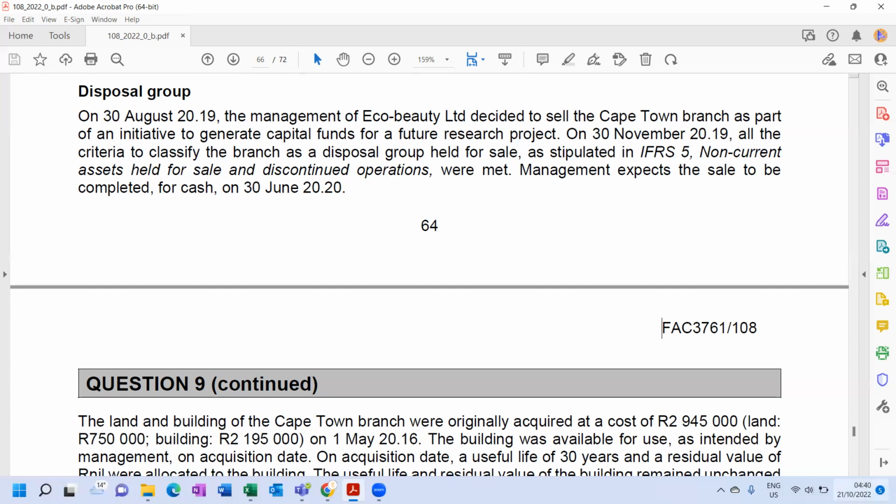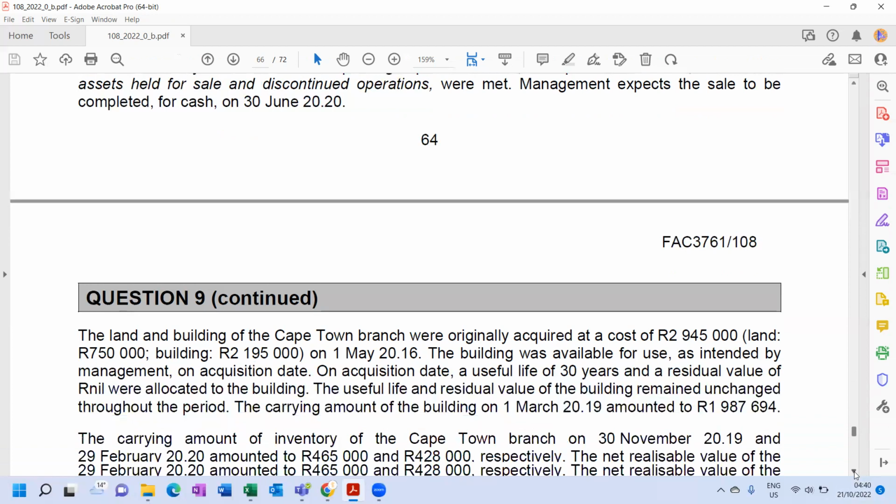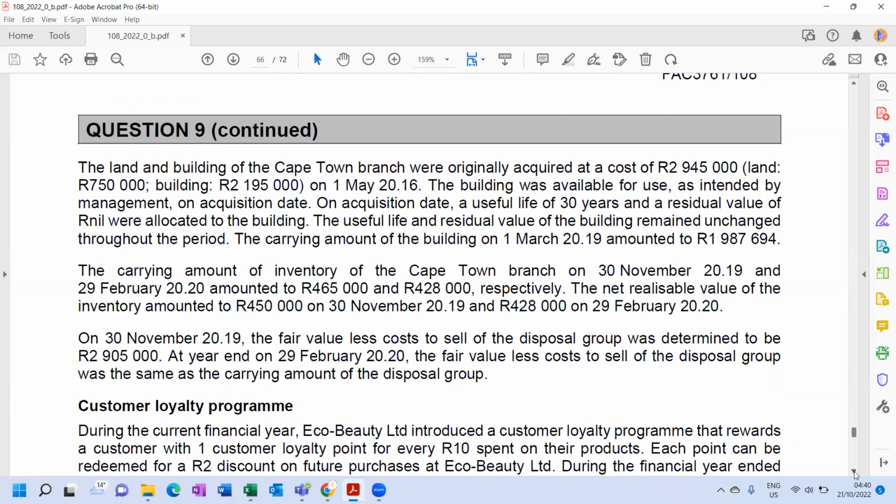Let's continue. The land and buildings of the Cape Town branch were originally acquired at a cost of 2,945. The land was 750 and the building was 2,195. On 1 May 2016, the building was available for use as intended by management on acquisition date, meaning from 1 May, from that date, we start depreciating. On acquisition date, a useful life of 30 years and a residual value of nil were allocated to the building. The useful life and the residual value of the building remained unchanged throughout the period.